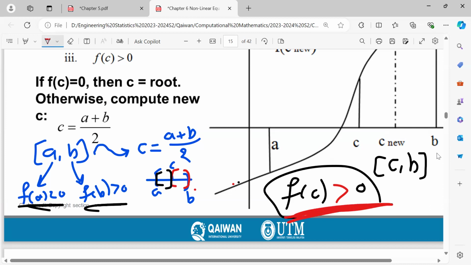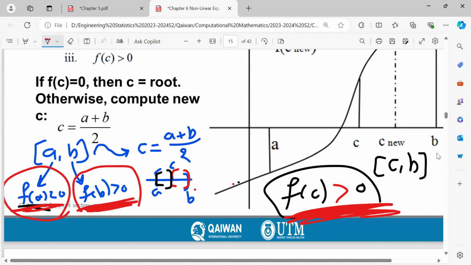If f of C is greater than 0, then we return to the previous interval and look at the sign of its endpoints in the function. The sign of A is negative. The sign of B is positive. We must always have an interval in which the signs of both endpoints are different. Here, f of C is greater than 0. We cannot take B, as both would have the same sign. So we take A, and our new interval is A and C. If we pick A, it's A and C. If we pick B, it's C and B.